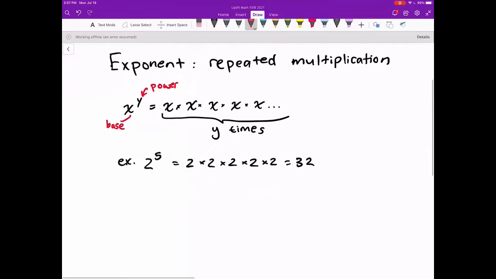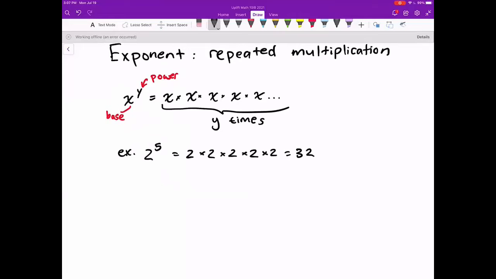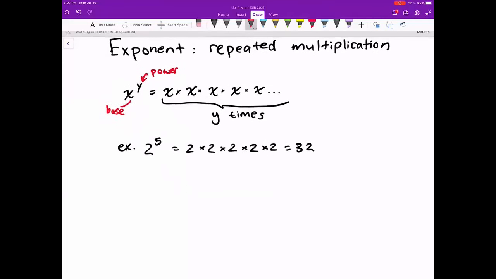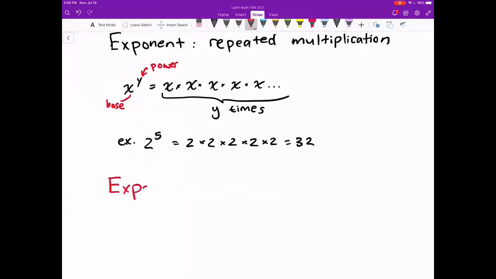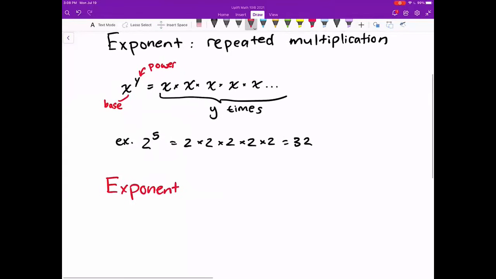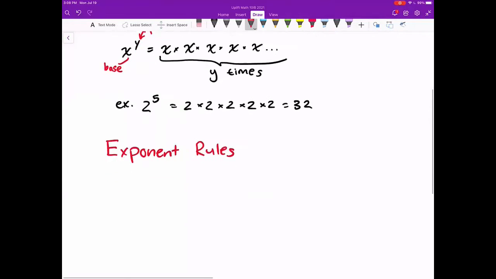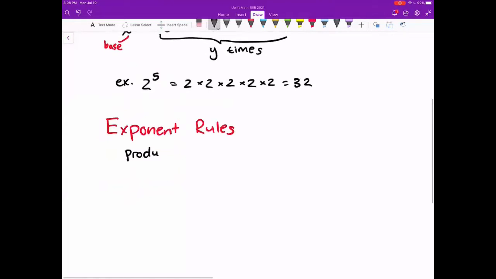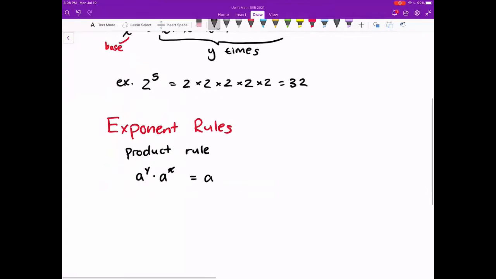So we're going to go to the next topic, which is exponent rules. This is pretty important. The first rule we're going to go over is called the product rule. The general form for this rule is that we have a base a to the power of y multiplied by a to the power of x, and this is equal to a to the power of y plus x. This is why it's called the product rule, because we're multiplying.